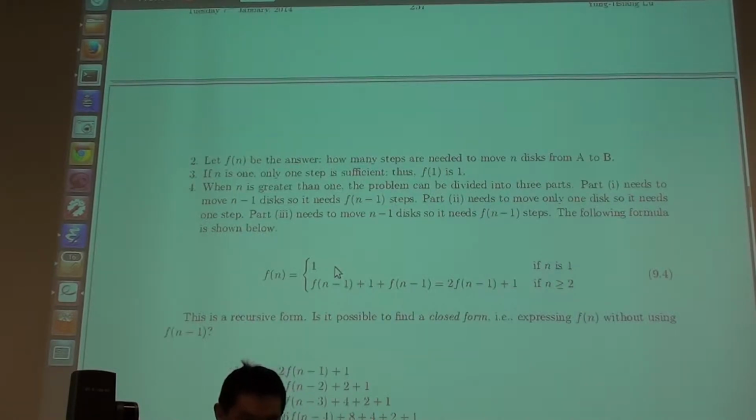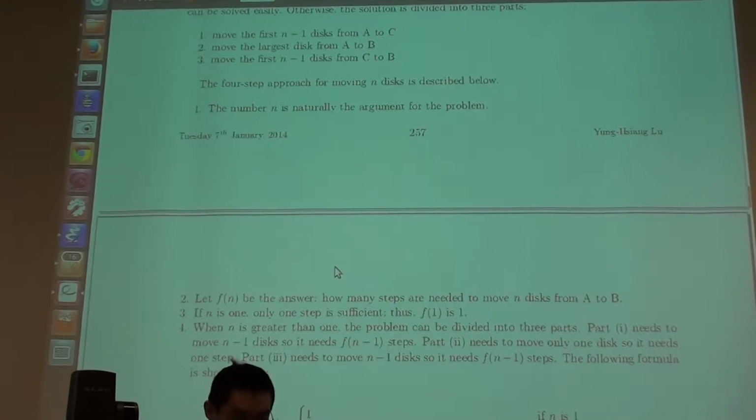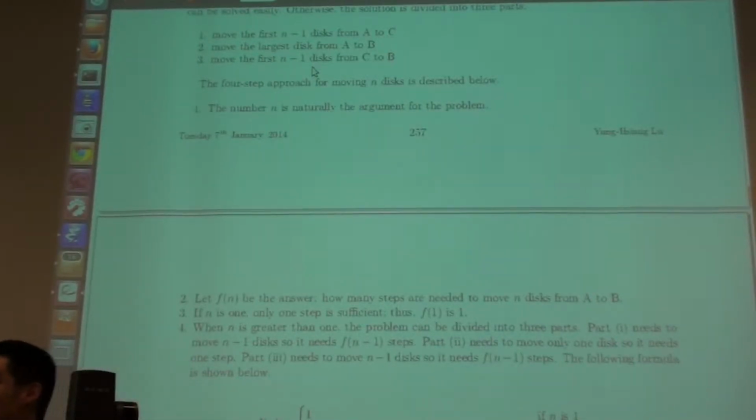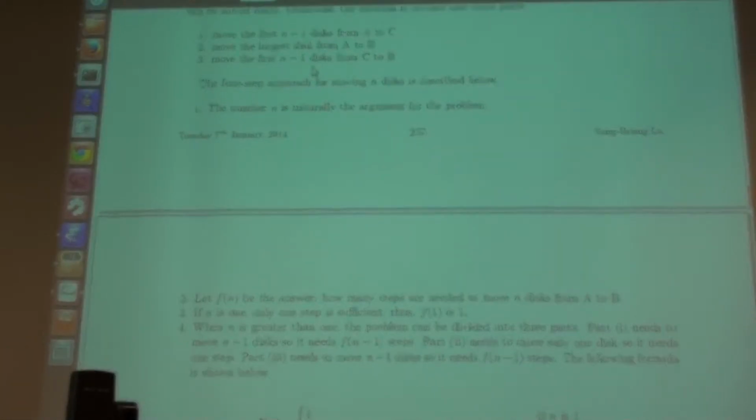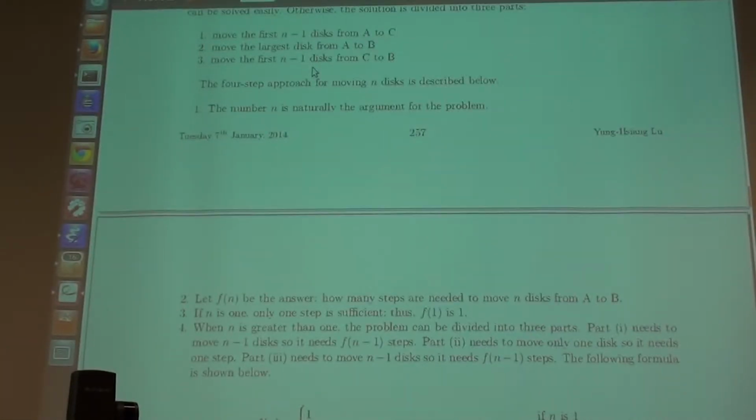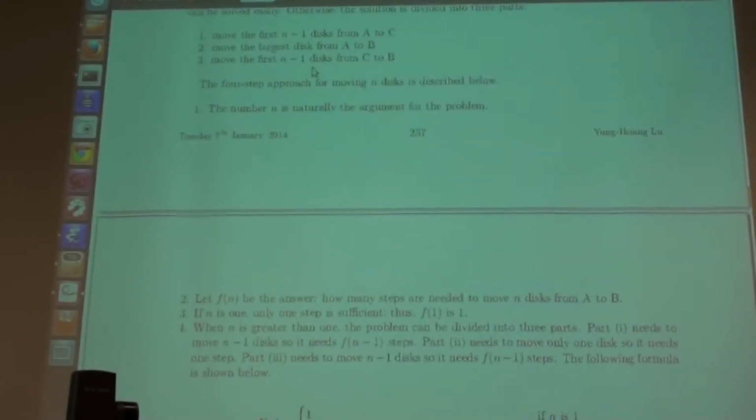If you have only one disk, how many moves do you need to make? How many times do you need to move this? 1, because you just move it, right? If you have n disks, then you look at these steps. You define f of n as the number of moves you need. How many times you need to move a disk? You define f of n as that answer. And f of 1 is 1 because you only need to move one disk if you only have one disk.